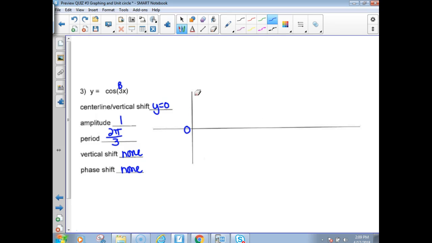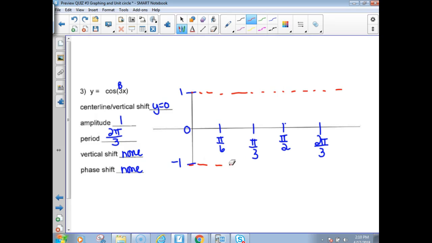So if you want to mark off 1 up here and just make a nice big graph, negative 1 down here. We're going to go out to 2 pi over 3. And then cutting 2 pi over 3 in half would be 1 pi over 3. Half of that, what's half of pi over 3? Okay, pi over 6. And then our x scale is pi over 6, so 1 pi over 6, 2 pi over 6, 3 pi over 6 would be pi over 2. Okay, I'm going to stay in between the max. If you want to dash that line out, you may.